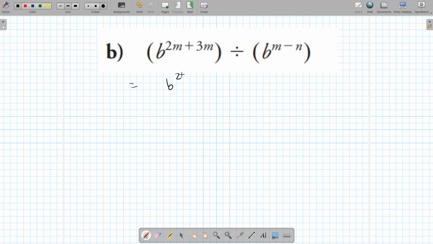Anyways, let's look at this. I'm gonna rewrite it in this form. How do we solve this? We want to write it in terms of b to the power something.